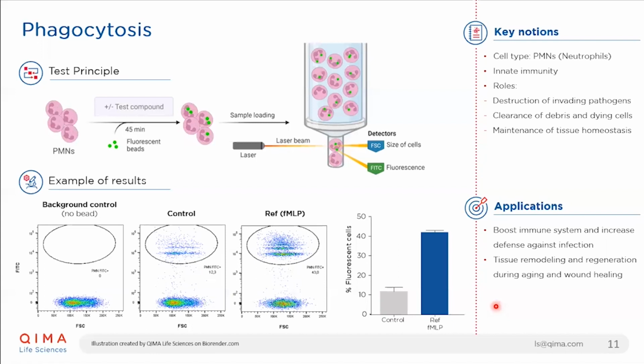Furthermore, it has been shown that an accumulation of debris that has not been internalized can disrupt tissue homeostasis by exhibiting immediate cytotoxicity on cells and can induce chronic inflammation leading to tissue damage. By phagocytosing aged cells or cellular debris, PMNs can also play a role in tissue remodeling and regeneration during aging and wound healing.